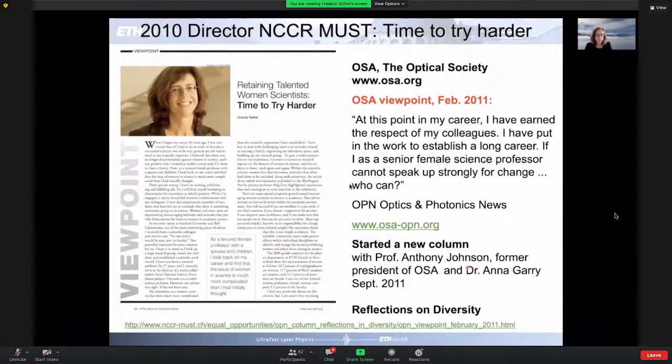And before the first column was published, I also published an OSA viewpoint in February 2011. I basically wrote, at this point in my career, on the respect of my colleagues, I have put in the work to establish a long career. If I, as a senior female science professor, cannot speak up strongly for change, who can?